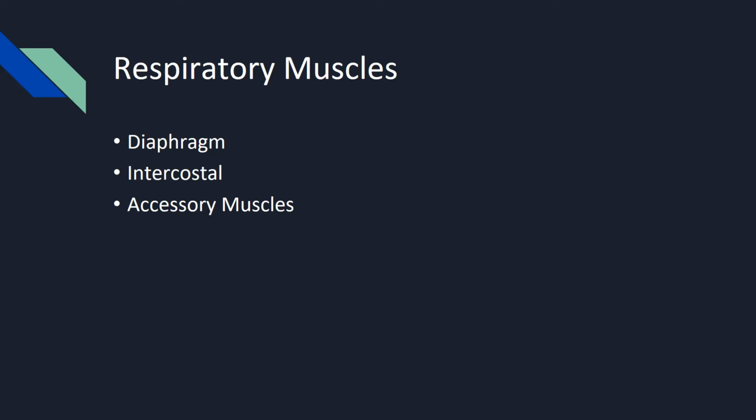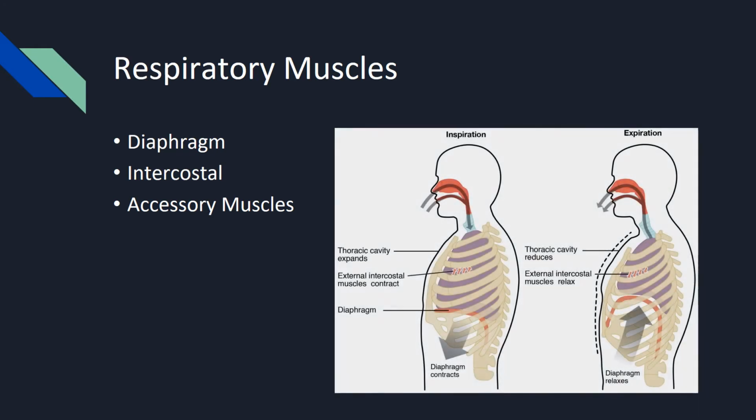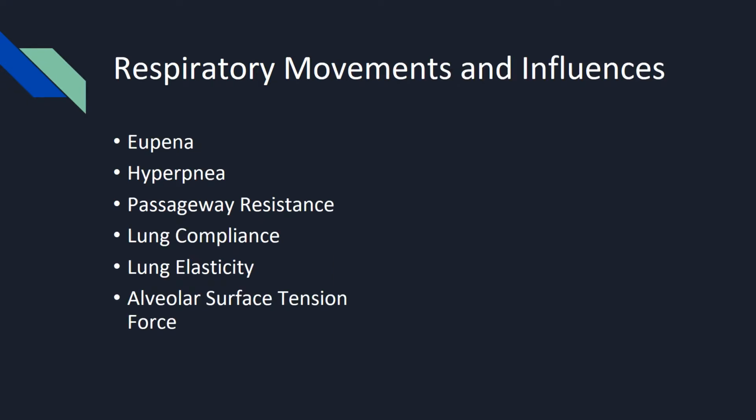Other respiratory muscles include the diaphragm, which expands the chest cavity, the intercostals, which aid in inhaling, and accessory muscles include the sternocleidomastoid and pectoralis minor. Respiratory movements and influences. Eupnea is quiet breathing. Hyperpnea is forced breathing.